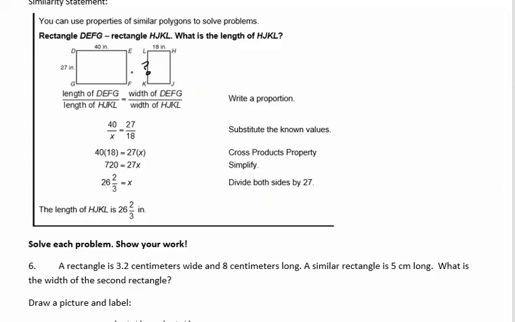So the first thing is, if there isn't a picture, draw a picture. Then you need to figure out how the two figures go together. If it's a rectangle, look for the short side and the short side. Those are the corresponding sides. And the long side and the long side will be corresponding sides. So you're going to write a proportion. Don't just randomly pick sides and plug them in.